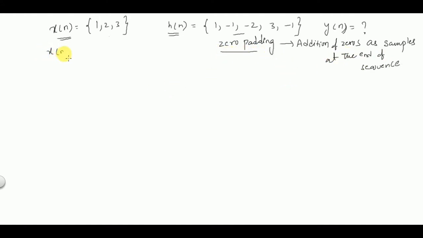Okay, so at the end of the sequence if you add zeros, then that process is called zero padding. In order to make the number of samples equal between h of n and x of n, we are going to add 2 zeros at the end. After zero padding, now x of n and h of n have an equal number of samples. Now we can apply the matrix multiplication method.